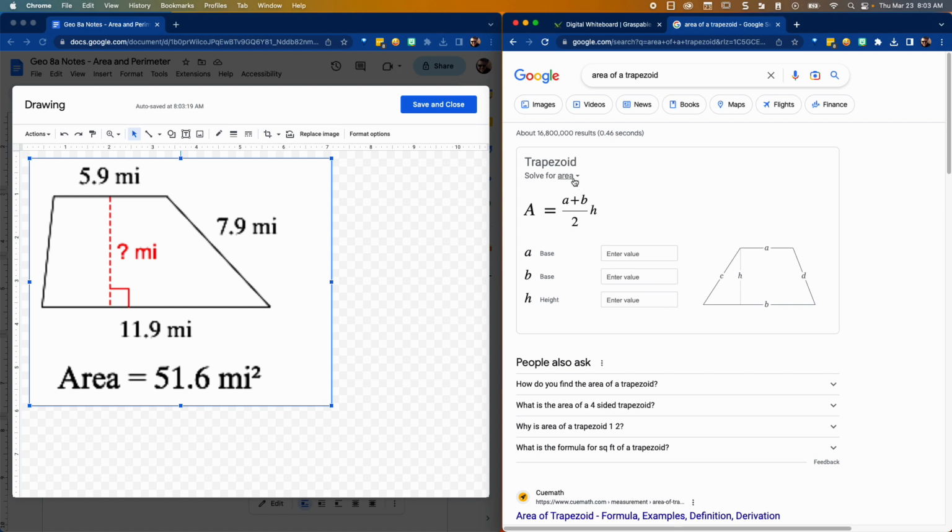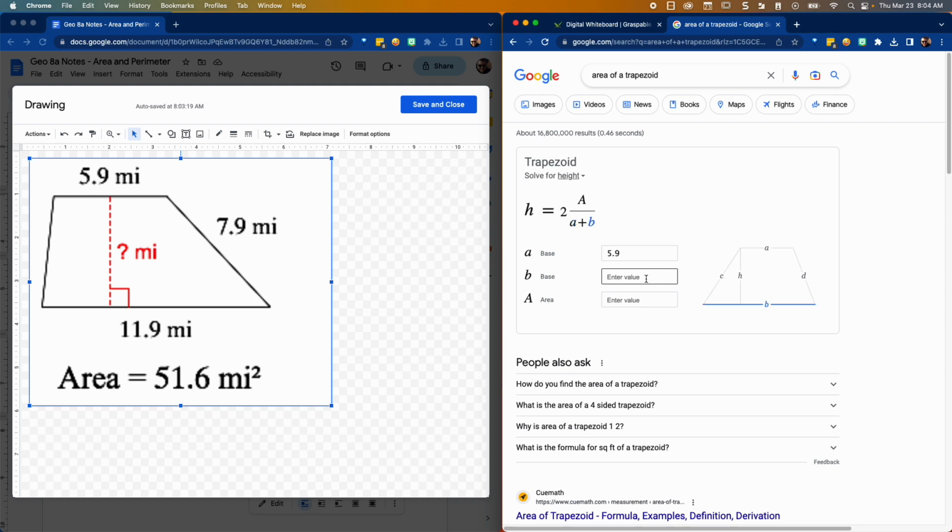Now, the difference is this one is solving for the area, but I already have the area. The area is 51.6. What I can do, though, is I can change where it says solve for area, and I change that to something else. The question mark in my picture matches the height, h, over here. So I'm going to say that I want to find the height because I don't know what that is. Now it's going to ask me to plug my values in. It says plug in my A base, or the top base. Well, that's 5.9.